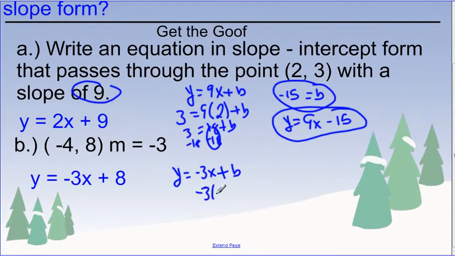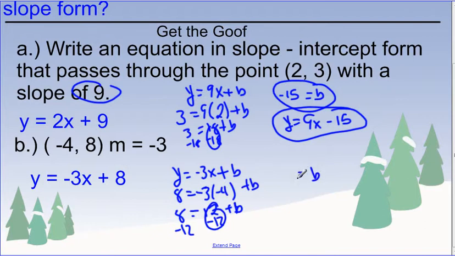The x value is negative 4. The y value is 8. That's a 12. b minus 12, minus 12. These cancel out. b would equal 8 minus 12, which is 4. Which means this is actually a little wrong. It should be y equals negative 3x plus 4, because that's the intercept, the b. Okay?